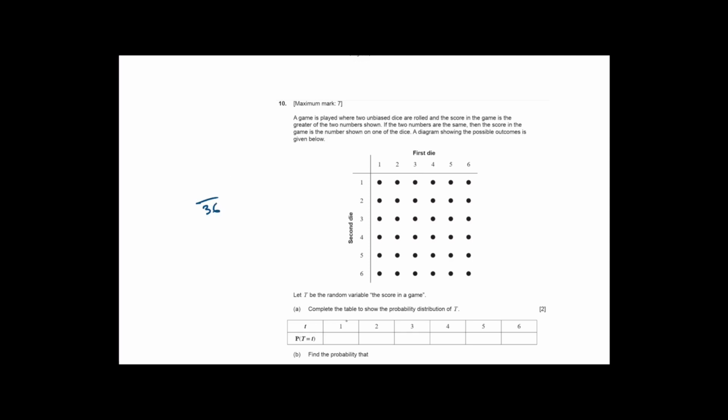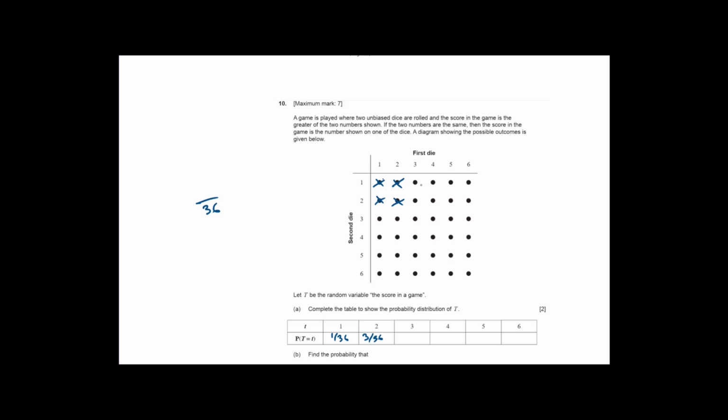Okay, how many ways are there of getting 1? Well, there's only one way of getting 1, and it's that. Okay, how many ways are there of getting 2? Well, that would give us 2, and that would give us 2, and that would give us 2. So 3 over 36.